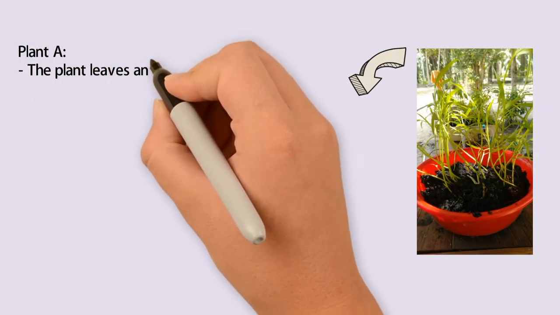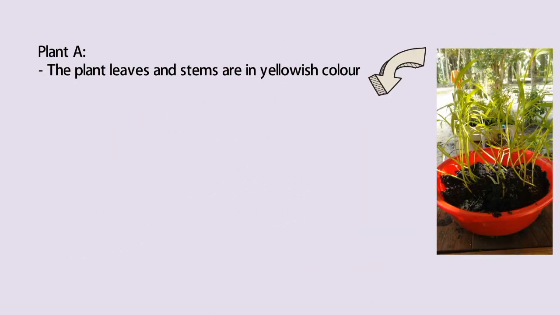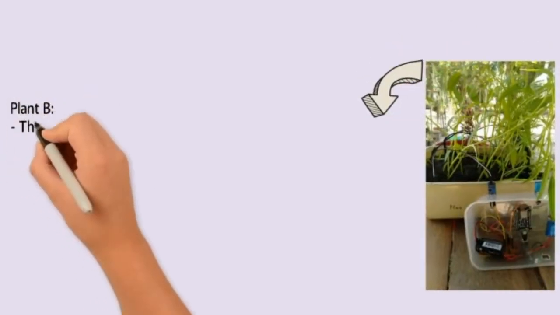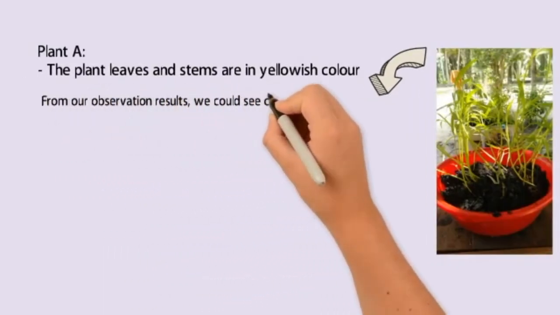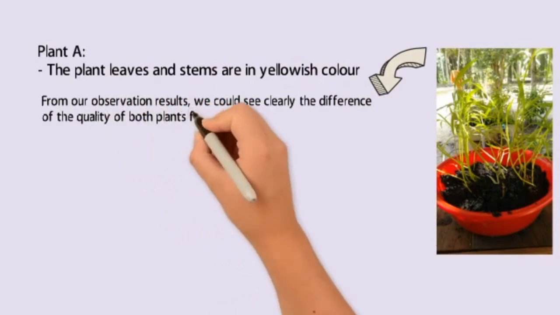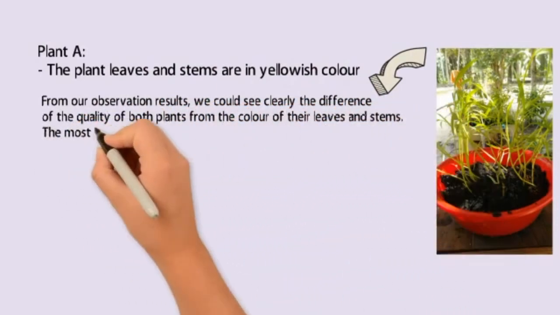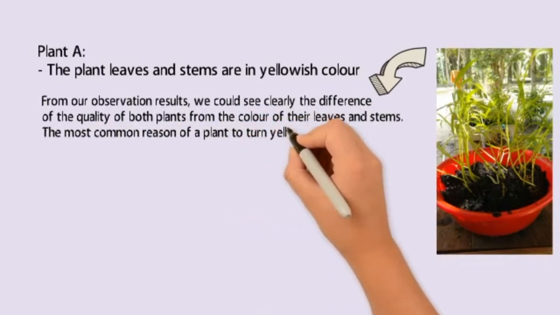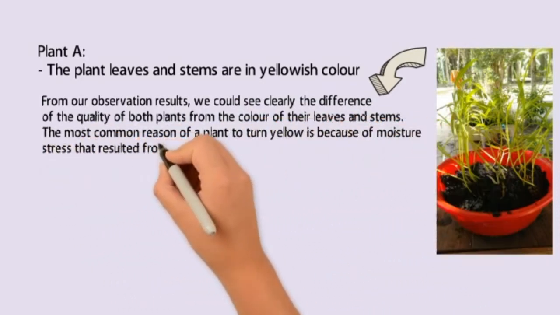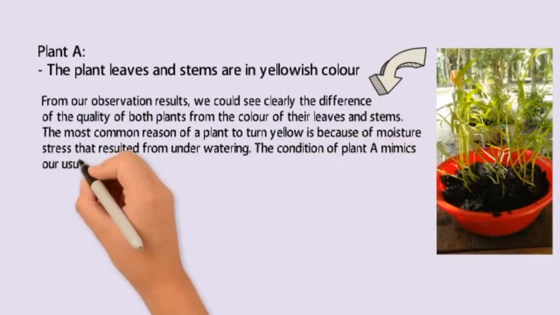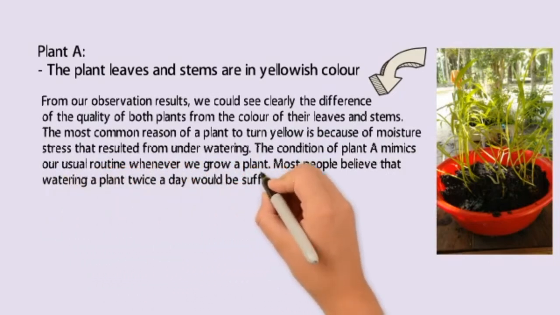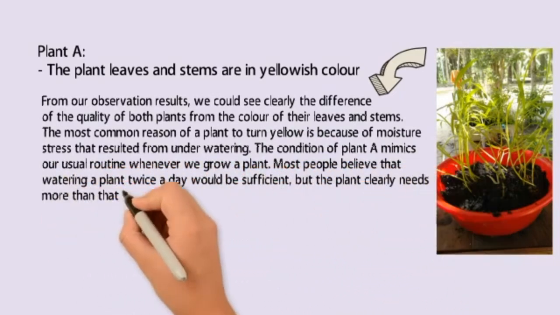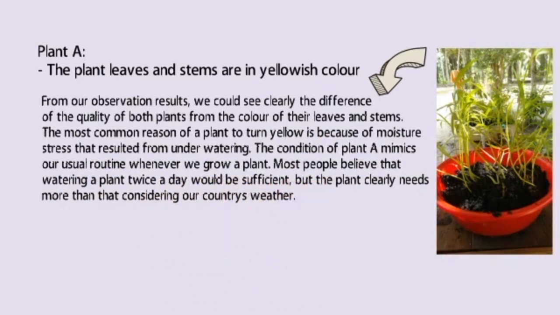As for Plant A, we observed that the plant leaves and stems are yellowish in color. While for Plant B, the leaves and stems are green and appeared to be healthier than Plant A. From our observation, we could see clearly the difference in the quality of both plants from the color of their leaves and stems. The most common reason for a plant to turn yellow is moisture stress that results from underwatering. The condition of Plant A mimics our usual routine whenever we grow a plant. Most people believe that watering a plant twice a day would be sufficient, but the plant clearly needs more than that, considering our country's weather.